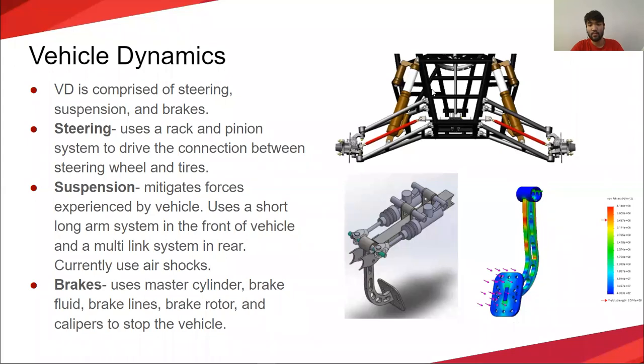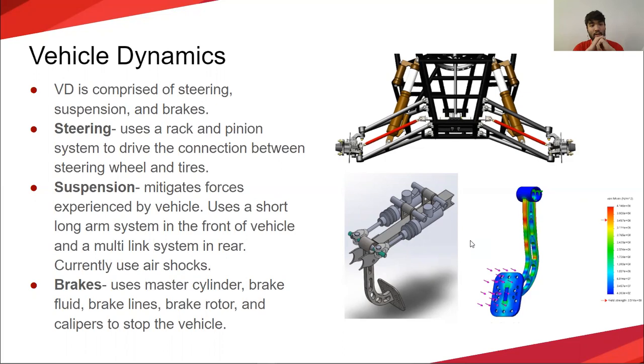So we have 3 main subsystems that fall under vehicle dynamics, which are steering, suspension, and brakes. So steering is pretty simplistic. It is kind of the connection between the driver and the vehicle, because if the driver wants to turn, obviously you want the car to turn with it as well. So we use a rack and pinion system for our steering, which translates the rotational motion from the steering wheel to linear motion on the tires, pretty much.